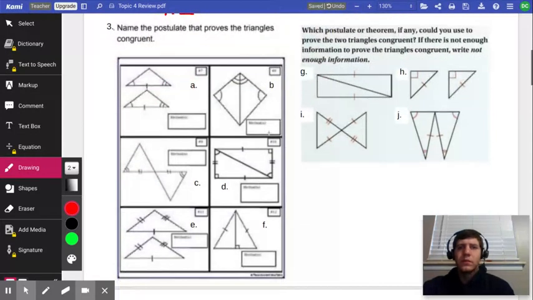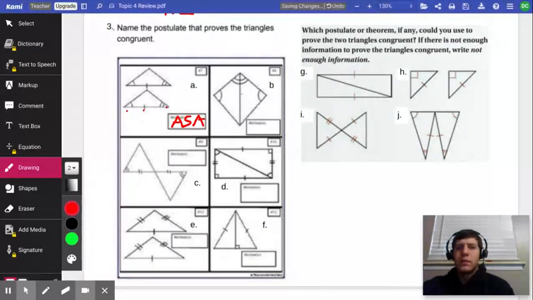Okay, number 3 wants us to determine which theorem is going to prove the triangles are congruent. So in A here, we have 2 pair of angles and 1 pair of sides. That pair of sides is between those 2 pair of angles. So we're going to have angle, side, angle. All right, this is an angle, that's a side, that's an angle.